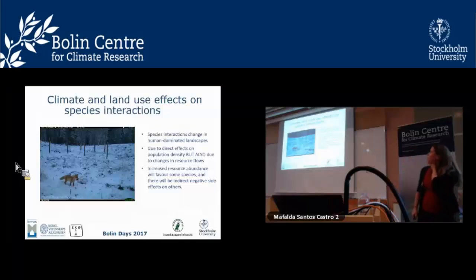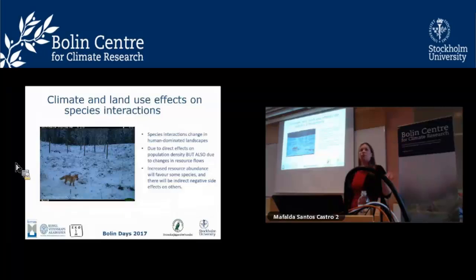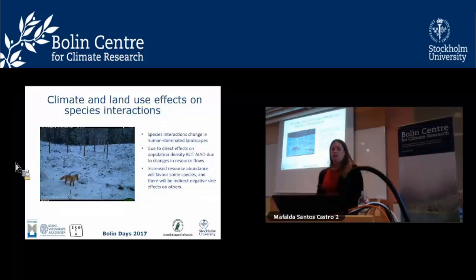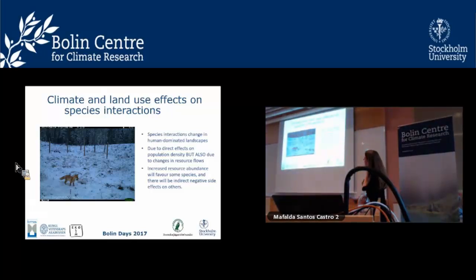So to sum up, my whole research area is to see how species interactions change in these kinds of landscapes, not only because of the actual interaction, but also through the changes in the landscape that occur, which favor some species and then indirectly disfavor others. And I'm continuing this research with my postdoc, looking at the red fox primarily, and how the dynamics will change over a long time and in the future due to all these different kinds of drivers. Thank you.